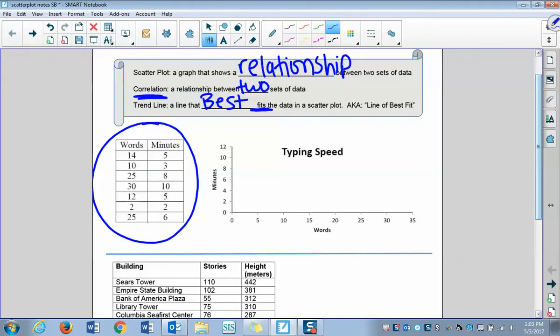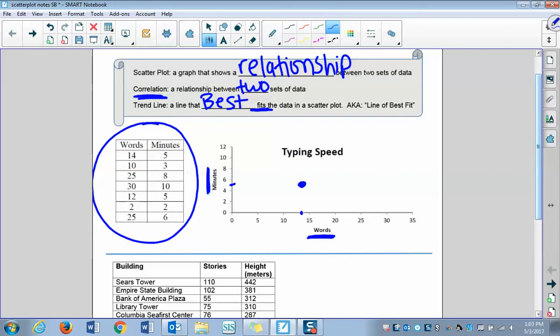All right, for your X, we have words. For our Y, we have minutes. So all we're going to do is just plot this data to see what it looks like in the graph. So we have 14, 5. So 14 would be like about there. 5 is going to be there. And just do your best with plotting these.